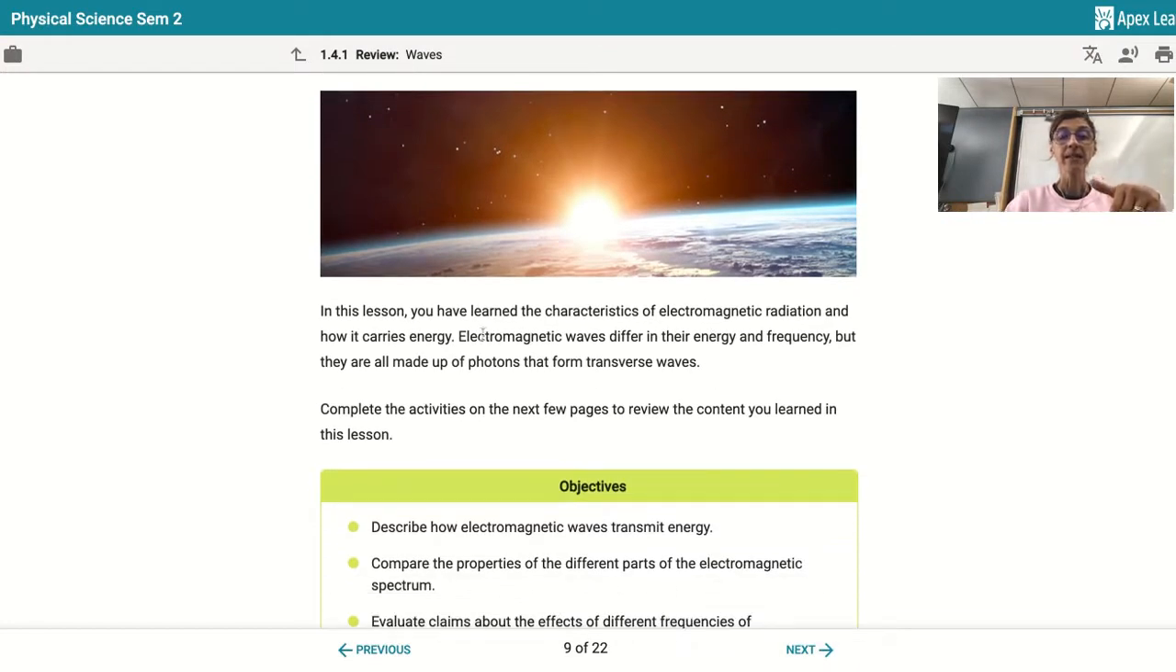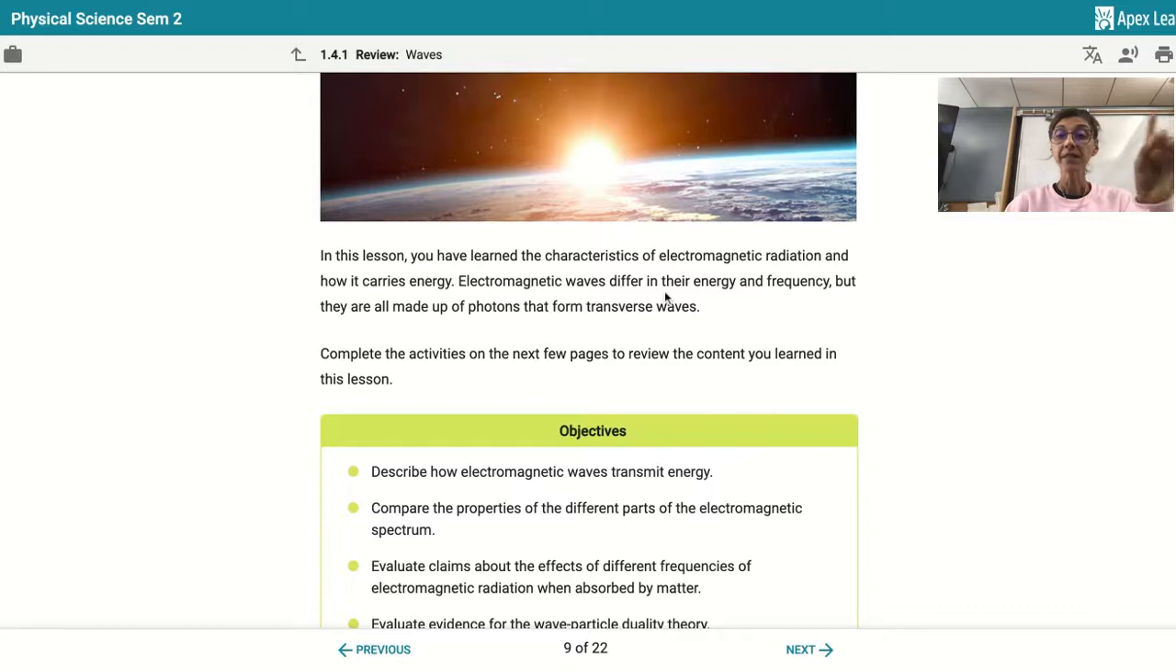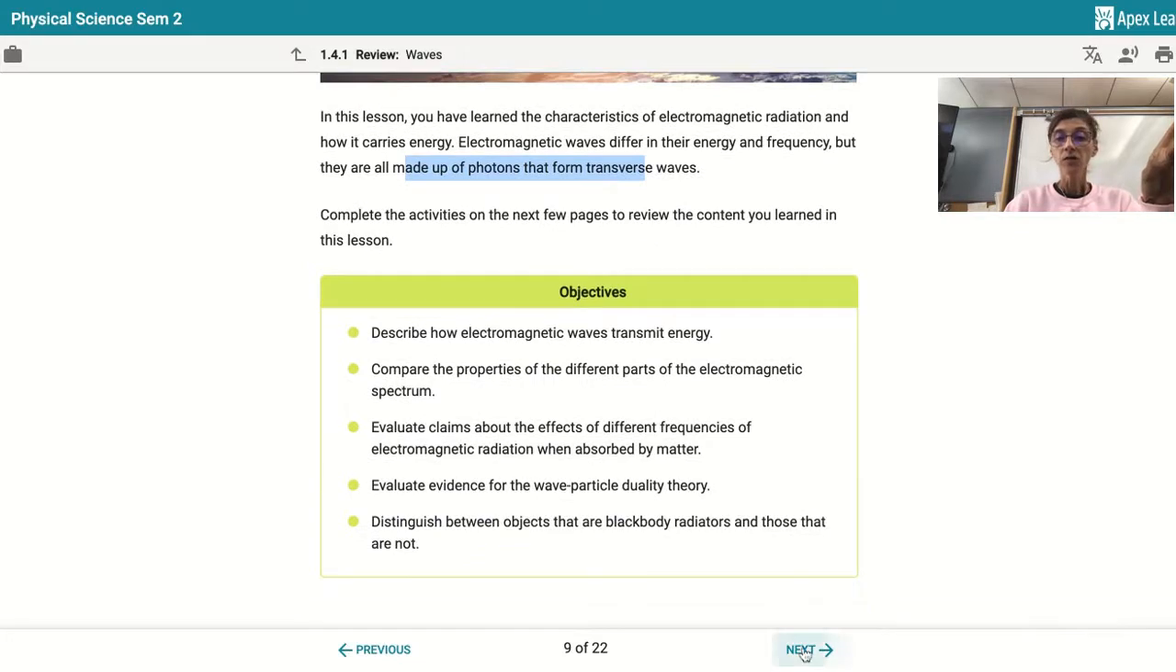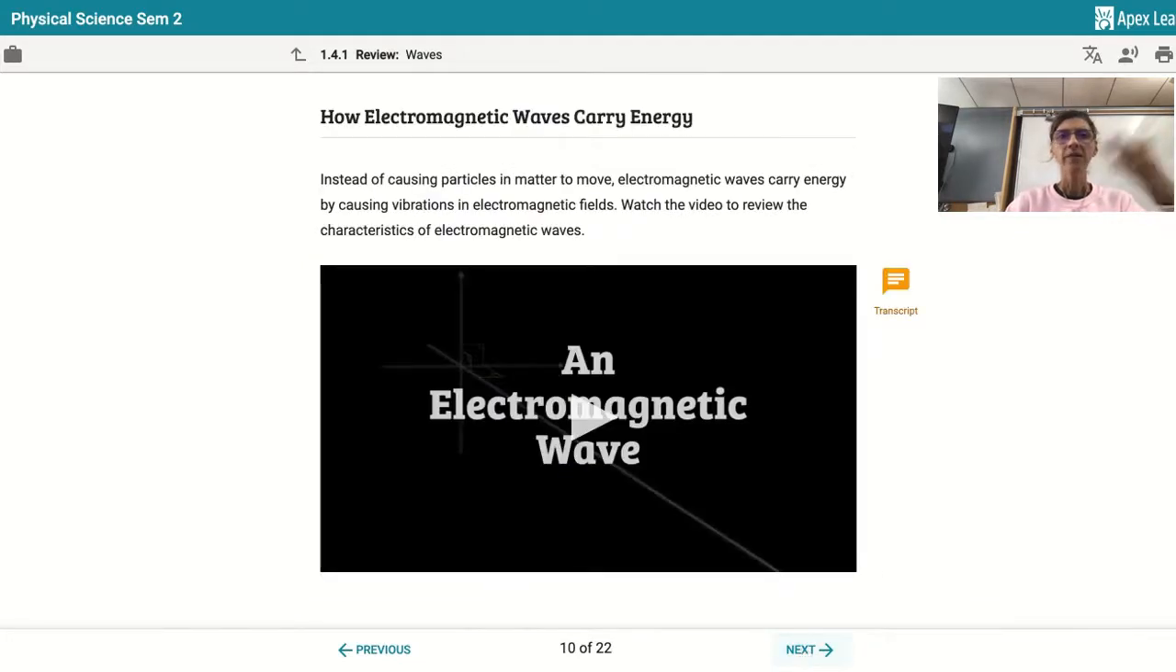Electromagnetic waves. So then you learned about characteristics of electromagnetic radiation. They differ in energy and frequency, but they're all made up of photons, okay? Now, you also looked at what's the difference between a wave and a photon. We call it the wave-particle duality idea. Instead of causing particles in matter to move, electromagnetic waves carry energy by causing vibrations in an electromagnetic field.